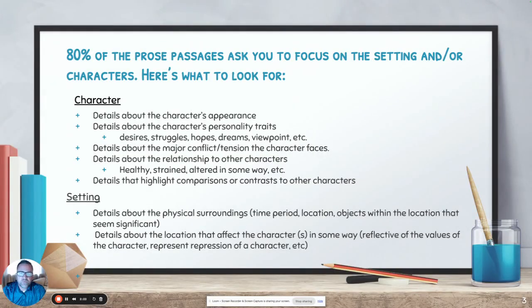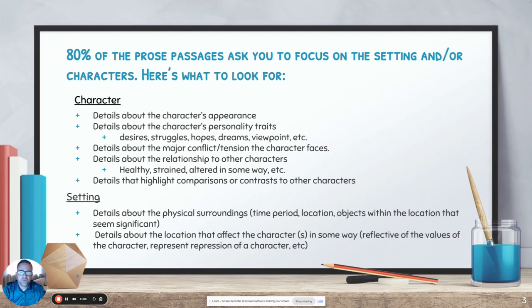Around 80% of the prose passages that you're asked to focus on are either characters or setting, predominantly characters. Details to look for in these areas are, for character, details about the character's appearance, personality traits, what are their desires, their struggles, their hopes, their dreams, etc. We look for details about major conflict or tension the character faces. Details about the relationship to other characters. Is that relationship between those characters healthy, strained, altered in some way? Details that highlight comparisons or contrasts to other characters.